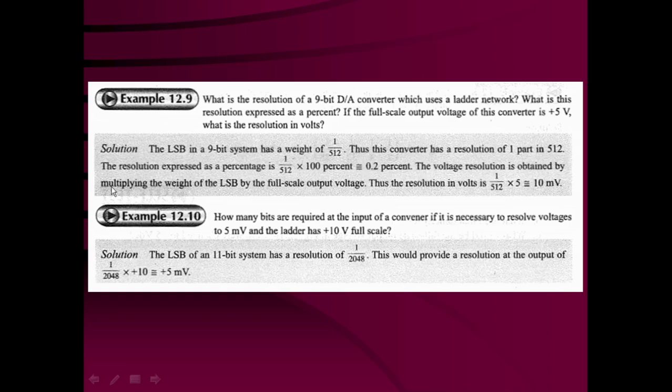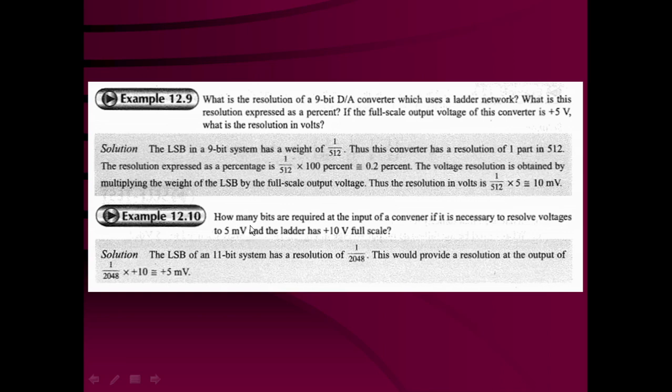The voltage resolution is obtained by multiplying the weight of the LSB by the full scale output voltage. Thus, the resolution in volts is 1 upon 512 multiplied by 5, approximately 1 upon 100, that is equal to 10 millivolt. So, the resolution in voltage is approximately 10 millivolt.